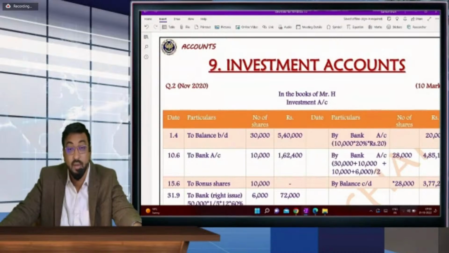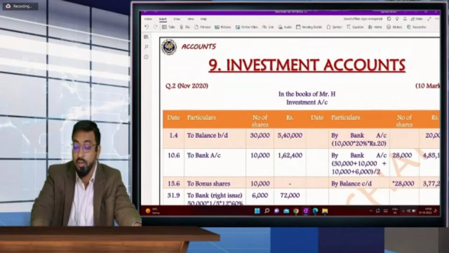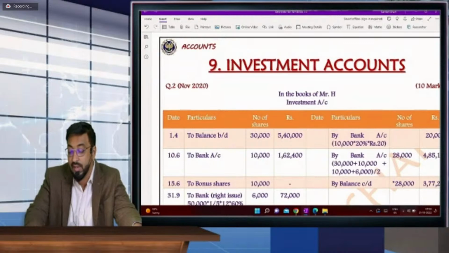But remember, in the investment chapter, equity share problems are very easy. But whenever you are preparing any sales entry, you have to prepare a working note to calculate profit or loss on sales. This is a quick revision of the investment chapter. I hope you understood each and every concept in detail. And now it's time to solve questions.